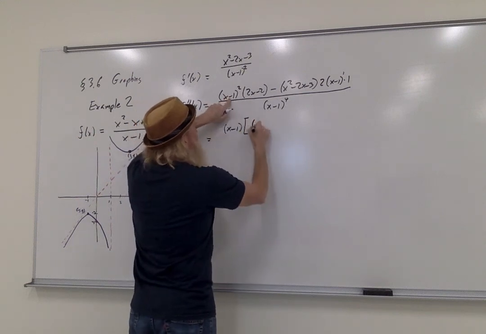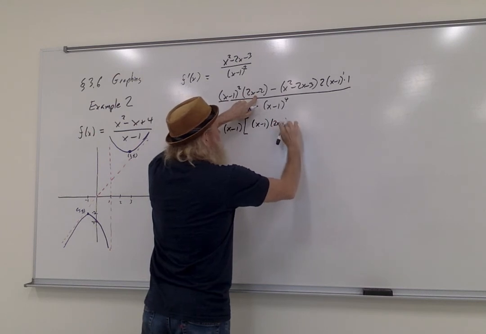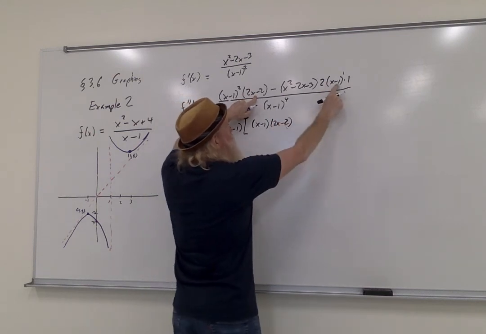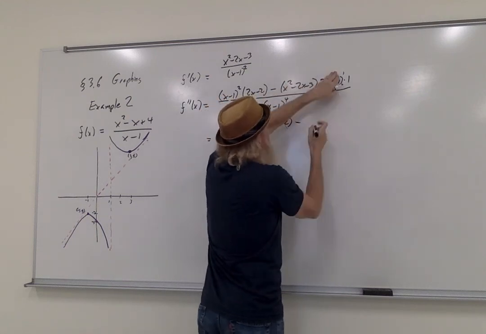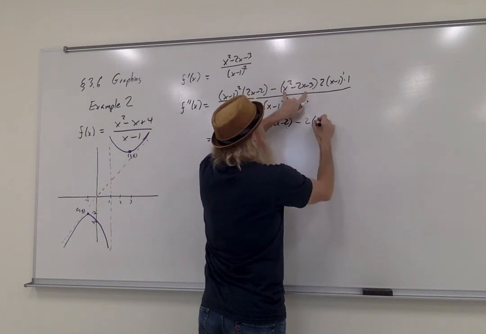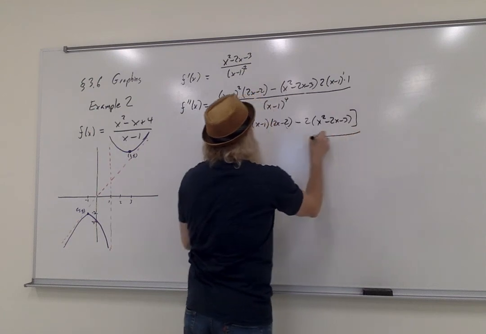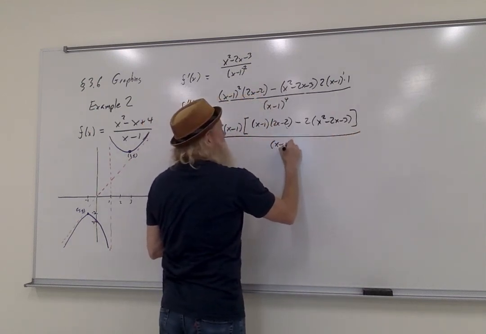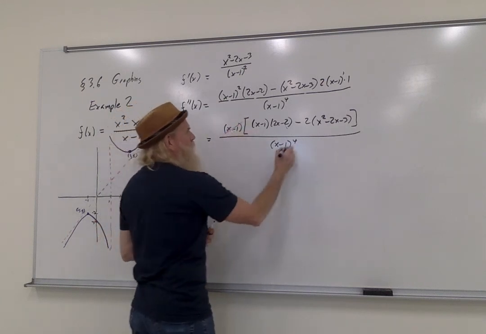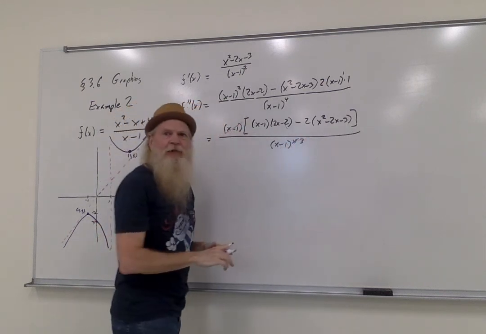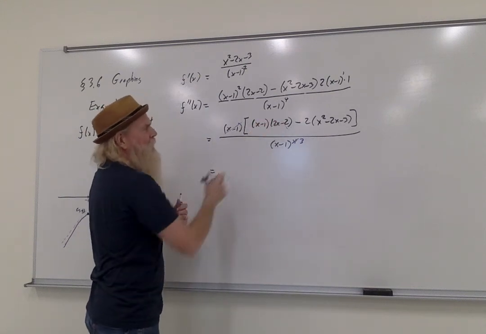In the first term, I'll still have an x minus 1, as well as this 2x minus 2. Over here, I am factoring out this x minus 1, but I'll still have 2, and I'll have a trinomial. And then I have the x minus 1 to the fourth downstairs. Now I can cancel this x minus 1 with one of these, leaving me with 3 downstairs. And now let's multiply things out and simplify in the numerator.